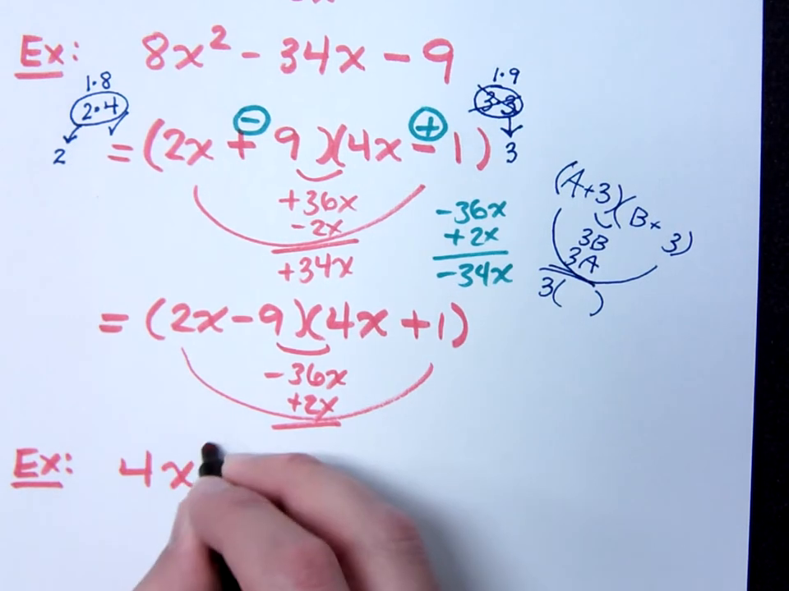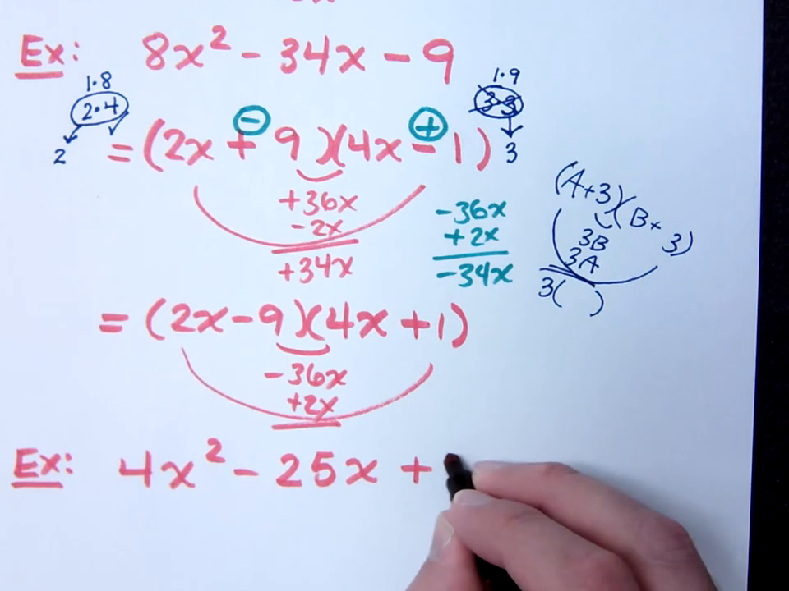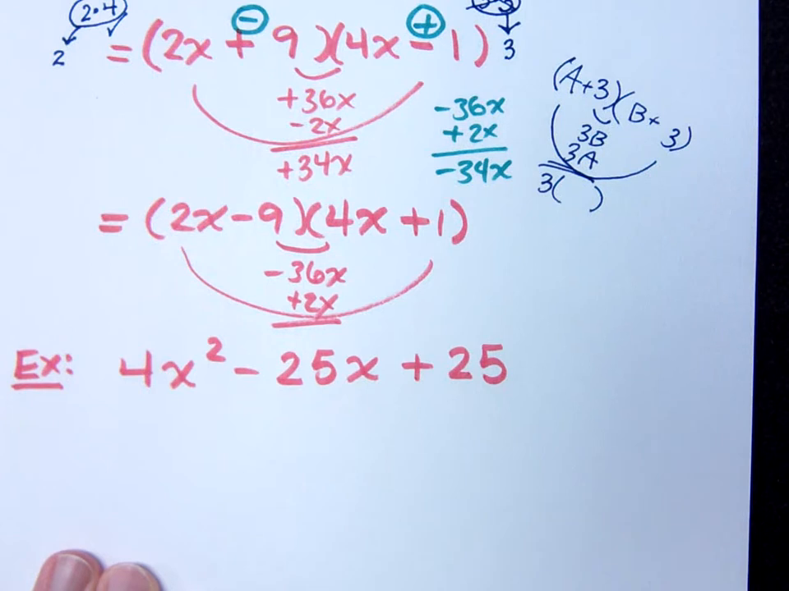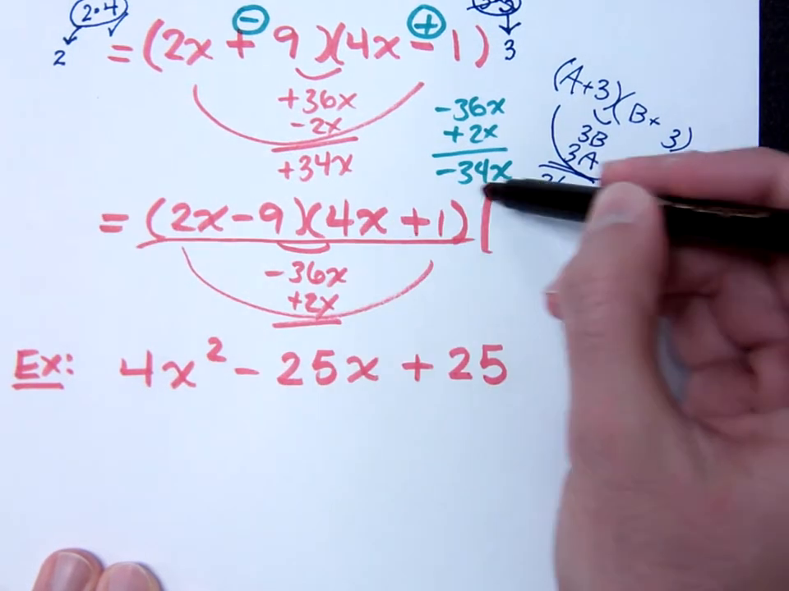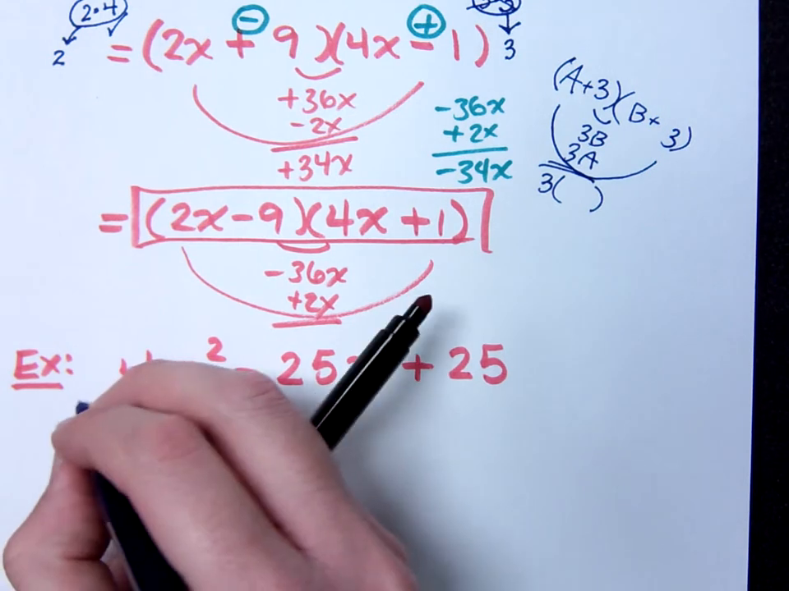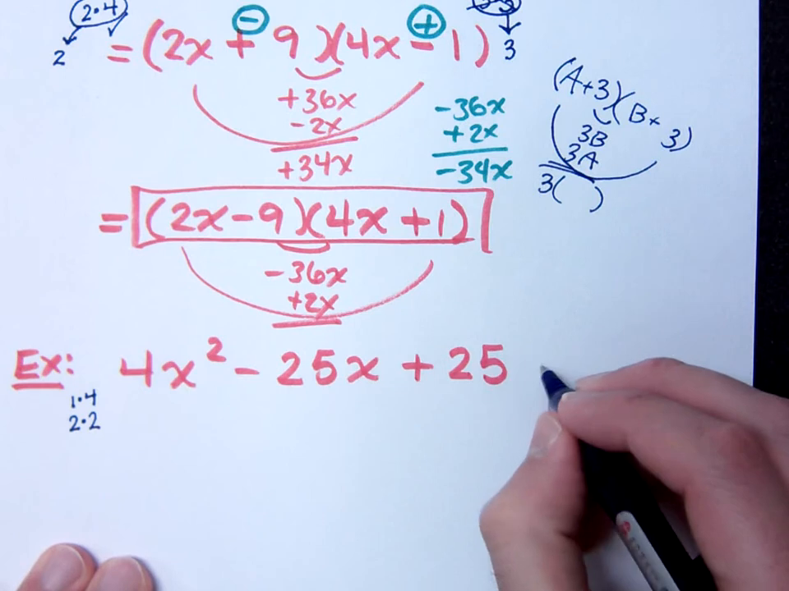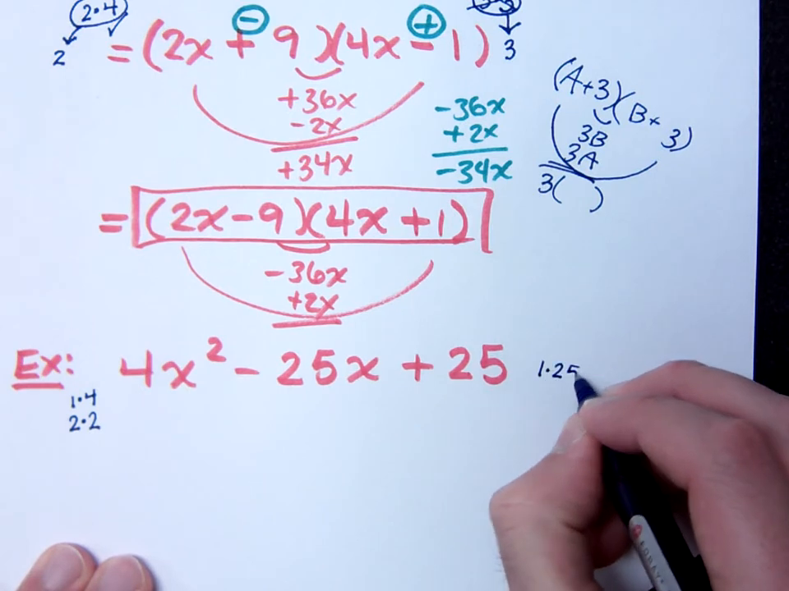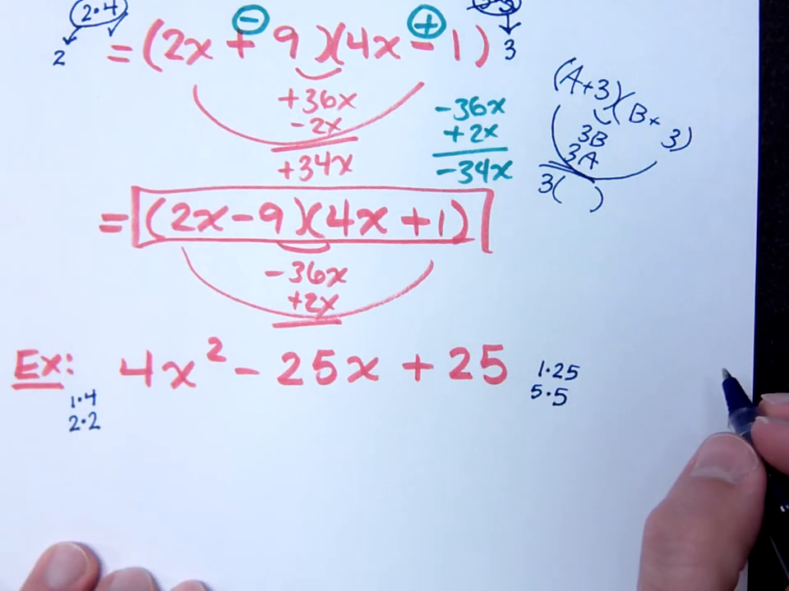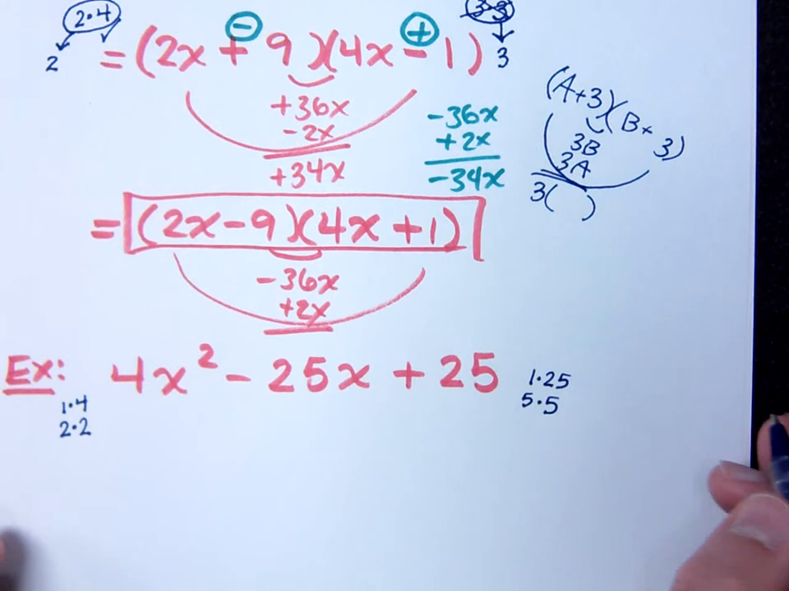4x squared minus 25x plus 25. Let's make a list of our factors. Let me box this last guy, sorry about that. What are your factors for 4? 4 times 1, 2 times 2. 1 and 4, 2 and 2. What about 25? 5 and 5, and 25 and 1. Are there any factor pairs that have a common factor? 2 and 2 and 5 and 5.